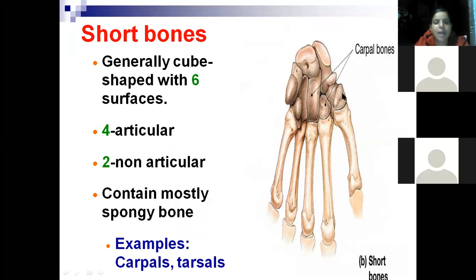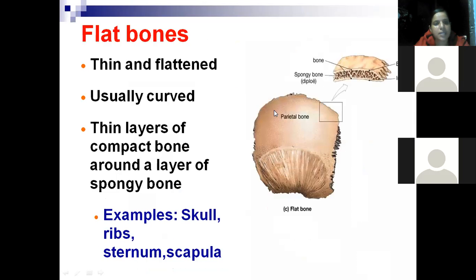Short bones are these carpal bones. You can name them if you remember. What are the names? Scaphoid, lunate, triquetral, pisiform, trapezium, trapezoid, capitate, hamate. So whatever you remember, you can write. These are the short bones.